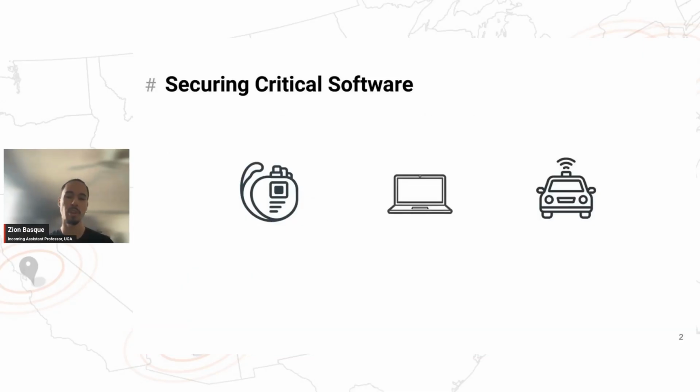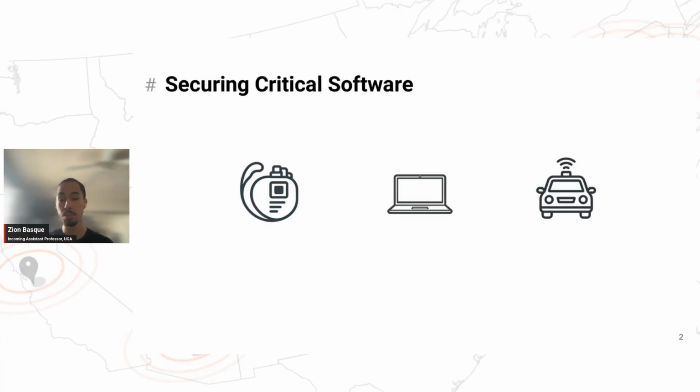So I'd like to first start with the real goal of reverse engineering or doing any of this analysis of programs in general. And it's that we are trying to secure critical software. Whether we are doing that offensively or defensively, we have many different devices which we are trying to understand and figure out if they are secure.